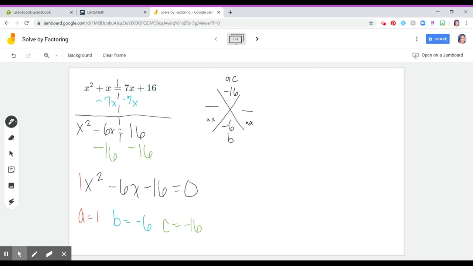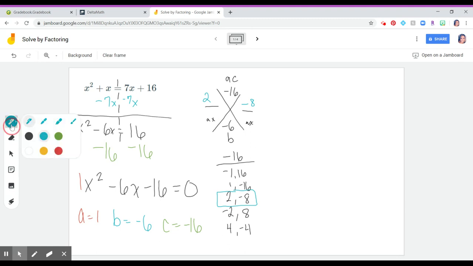Factors of negative 16, we can make a list. So factors of negative 16, my A times C, would be negative 1 and 16, 1 and negative 16. I could have 2 and negative 8, negative 2 and 8. 3 does not go into 16, but 4 does, and negative 4. And I have my list. The one that adds up to my B value is going to be positive 2 and negative 8. So I'm going to write that right here, 2, negative 8.